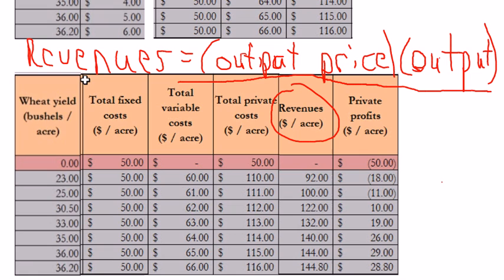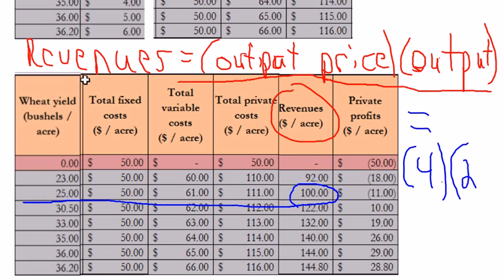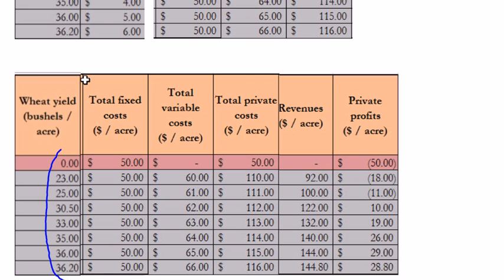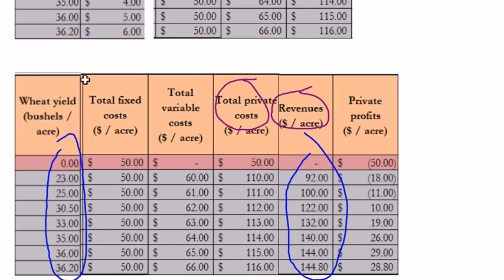So let's look at an example. Let's say we want to produce 25 bushels per acre. The revenues are $100, and we get that by saying revenues are the output price. Remember, the price of wheat is $4. We're producing 25 bushels per acre, and of course 4 times 25 is 100. And when you do that simple revenue calculation for all different possible yields per acre, you get different revenues. And now that we have total cost and total revenues, we can start calculating private profits.